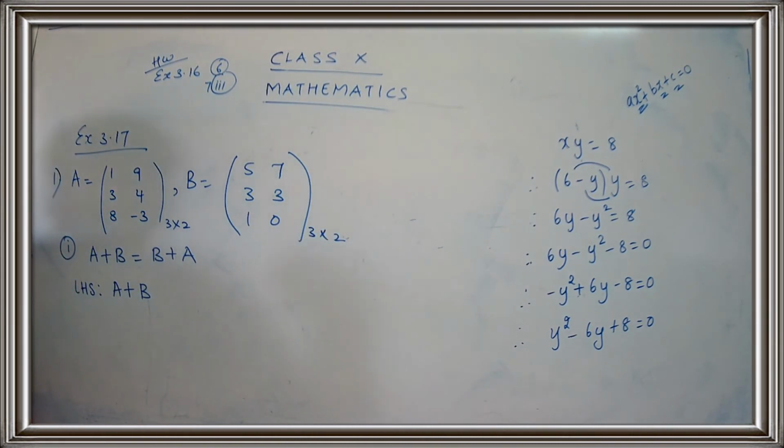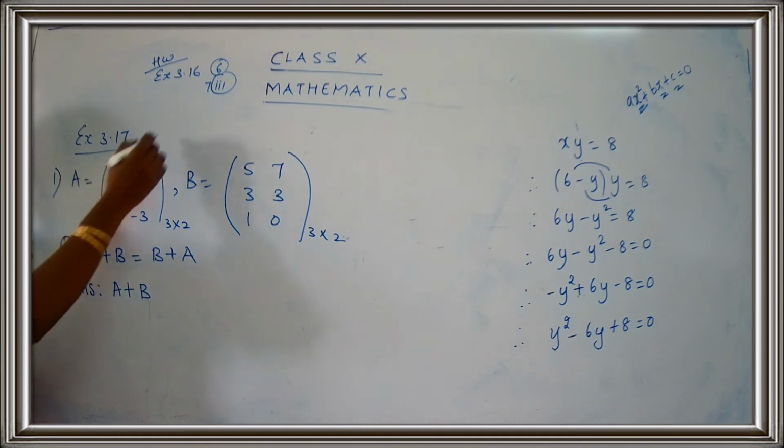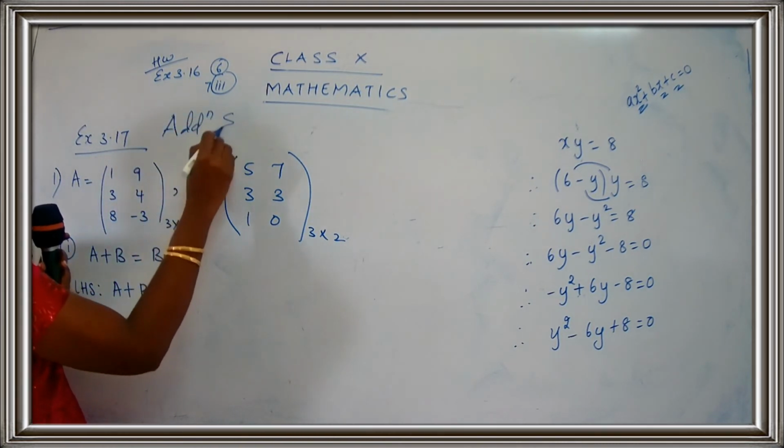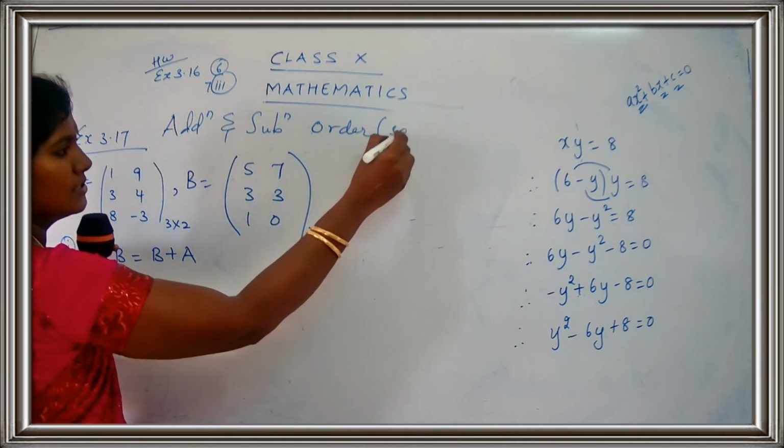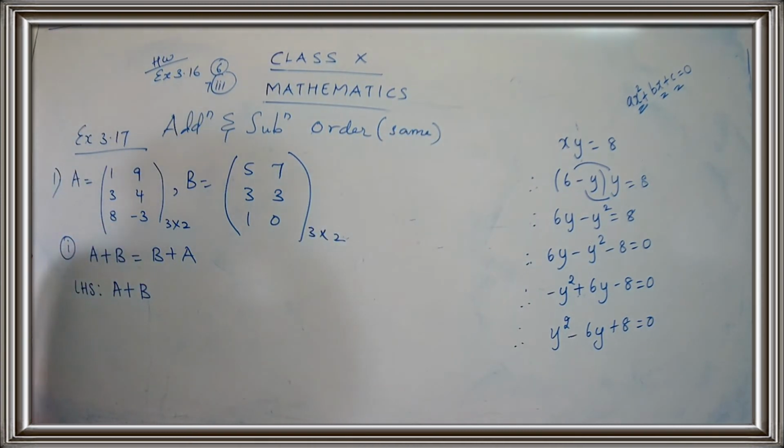For addition and subtraction, the order of the matrices should be the same. Otherwise, we cannot perform addition or subtraction. But for multiplication, you can have any order; there is no need for the same order. You can have any order of matrix, but for addition and subtraction, the order should be the same. Are you getting my point, children?